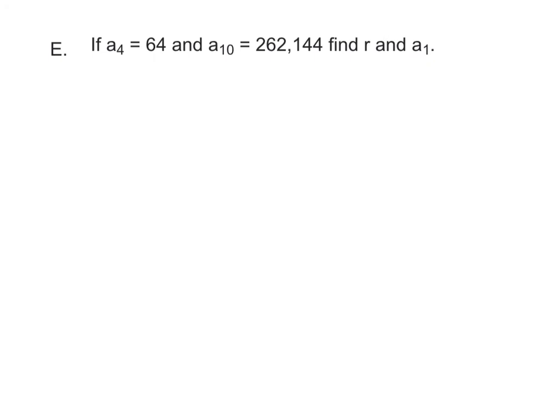All right, in our next example, a sub 4 equals 64 and a sub 10 equals 262,144. Find r and find a sub 1. So again, this has nothing to do with the previous term, so I'm not going to use the recursive formula. I'm going to use that explicit formula. So I always start by jotting the formula down. A sub n equals first term times, because it's the ratio, r to the n minus 1.